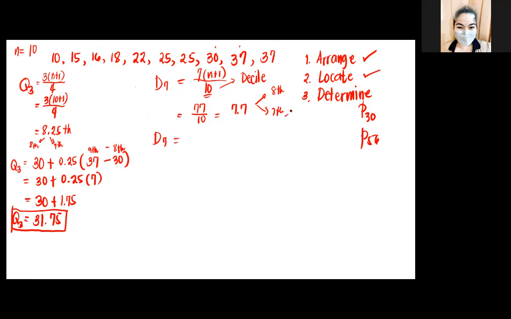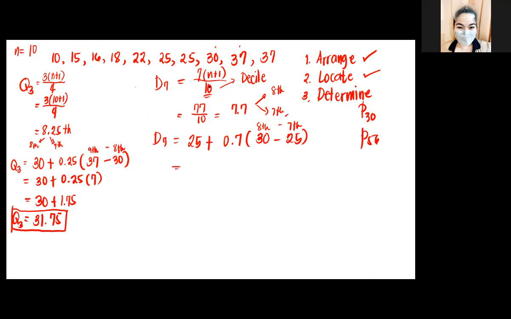So what is the 7th term? The 7th term first. This is the 8th from earlier, and this is the 7th. So we have 25 plus 0.7 of the difference between the 8th and the 7th. Okay? So we subtract: the 8th is 30, and the 7th term is 25.